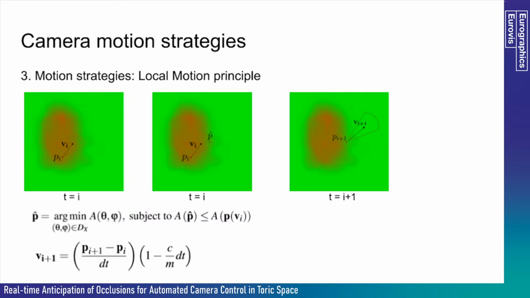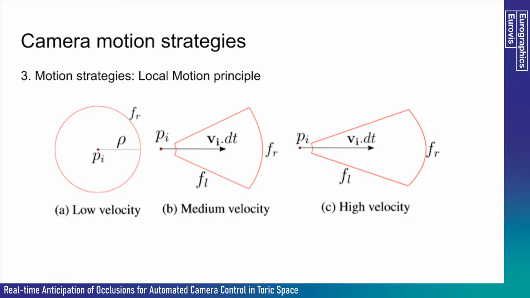To avoid the camera trembling, we consider that the faster a camera is, the less open its freedom angle is. And in order to let the camera move at low speed, we define an initial push for the camera to move when occluded.